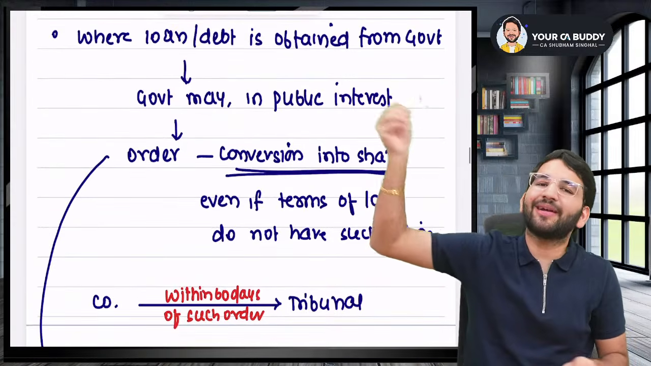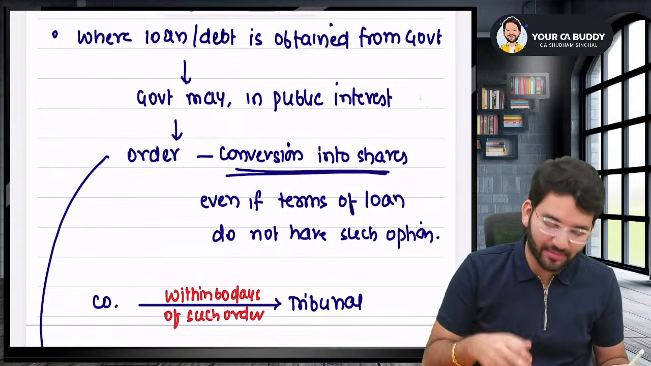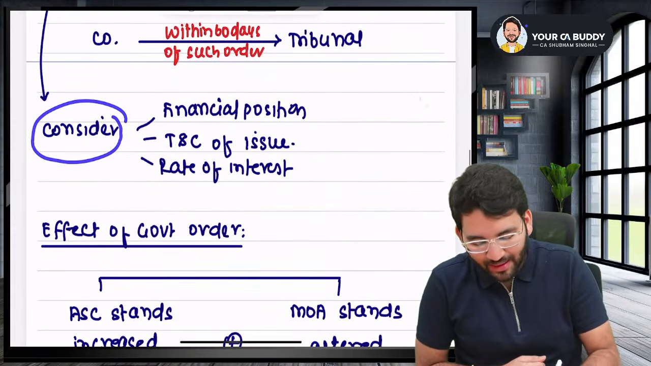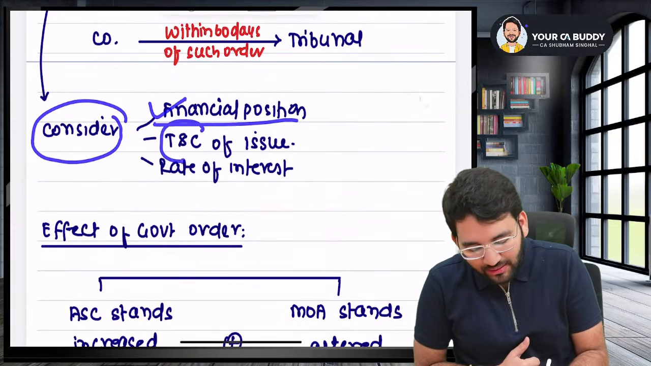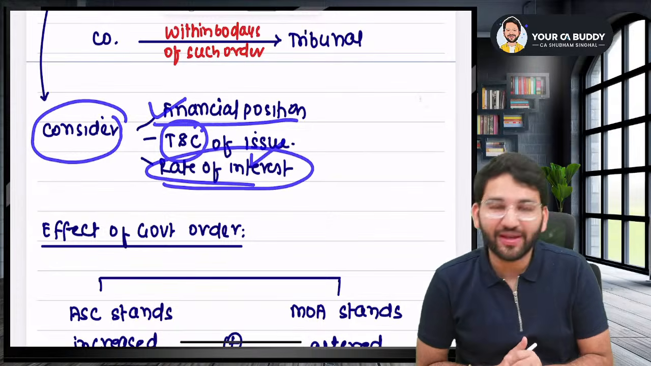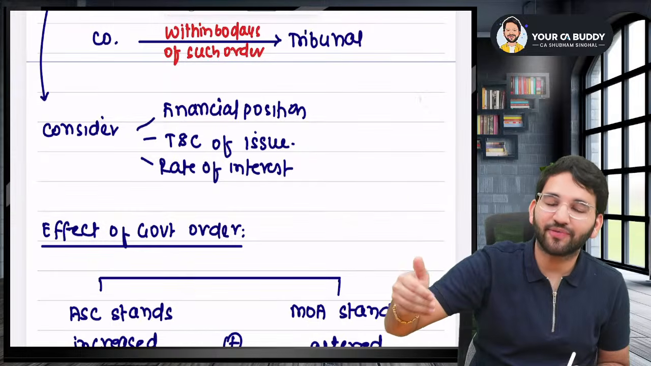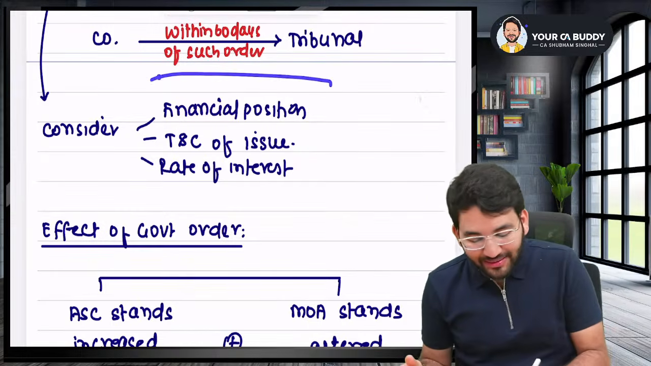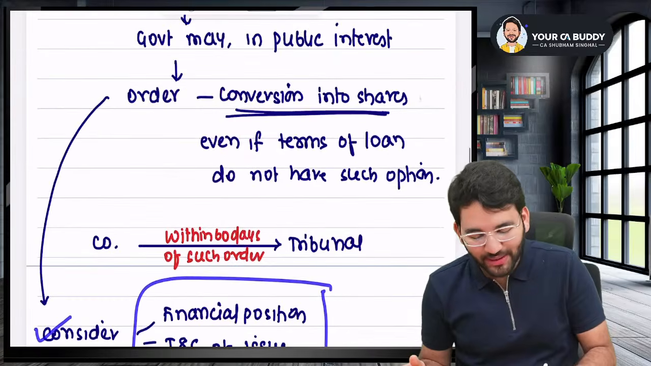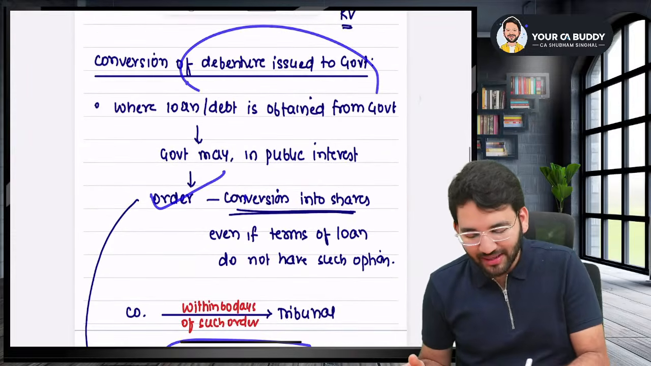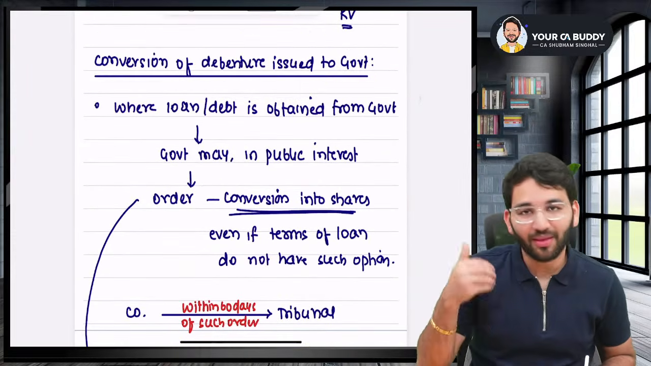But sir, how will government decide the terms? Sir, the government will consider the financial position of the company, the terms and conditions of the issue, and the rate of interest. What are the three things? The financial position of the company, the terms and conditions of the issue, and the rate of interest. After considering these three things, the government will convert the debentures into shares.